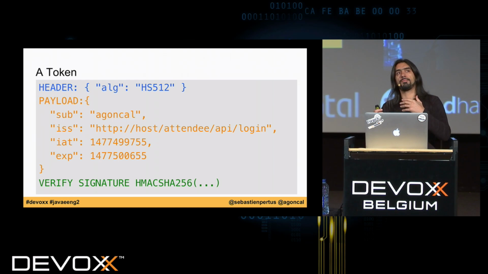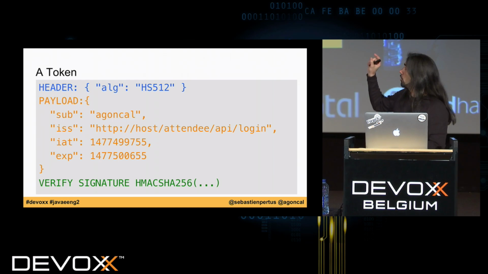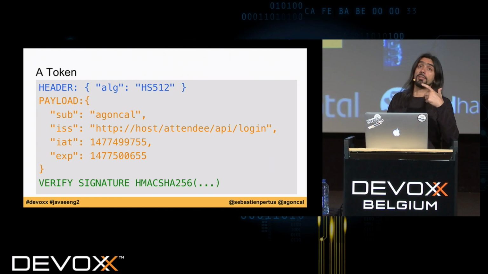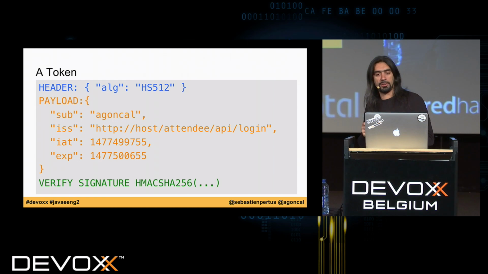So this is the idea. You put the minimal information you will need. In our case, it is just the subject. But if you have a more complex system, you could also put the role. So you are allowed to call this method or not, depending on your role.